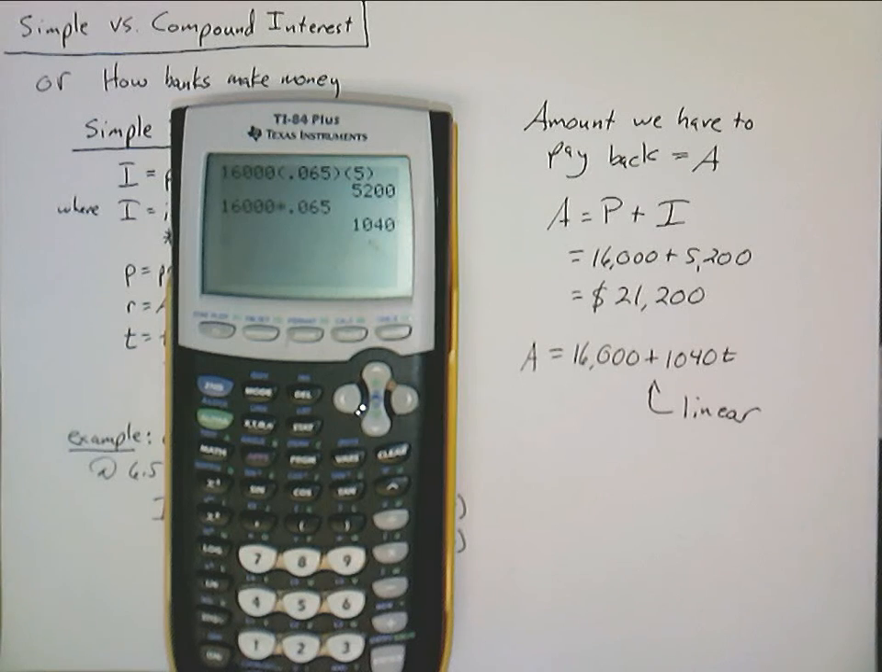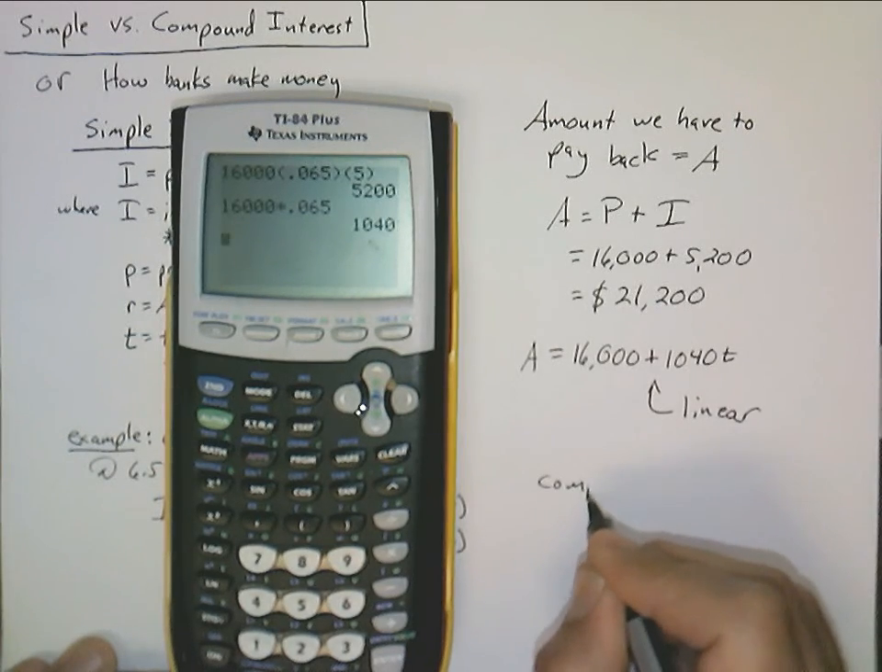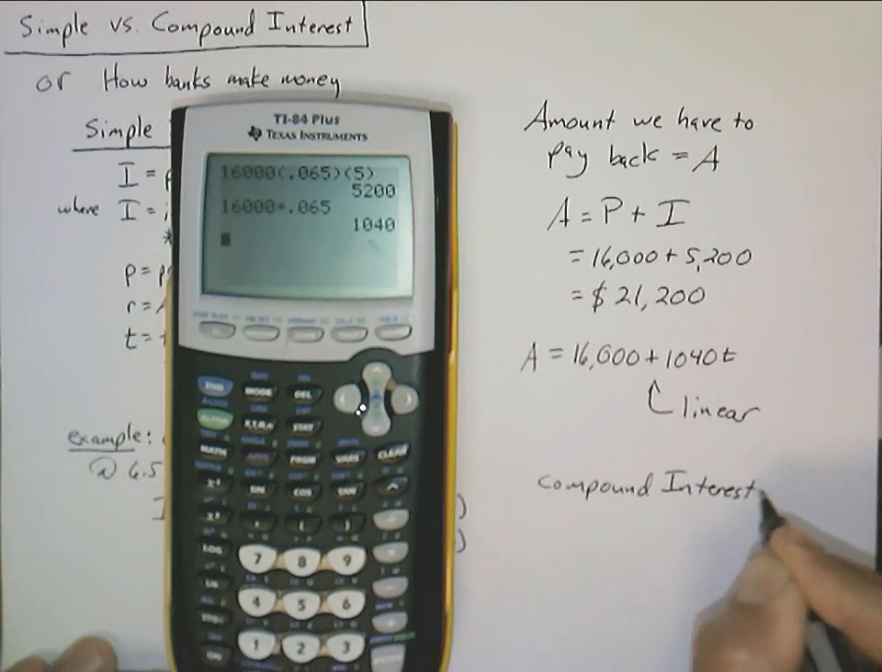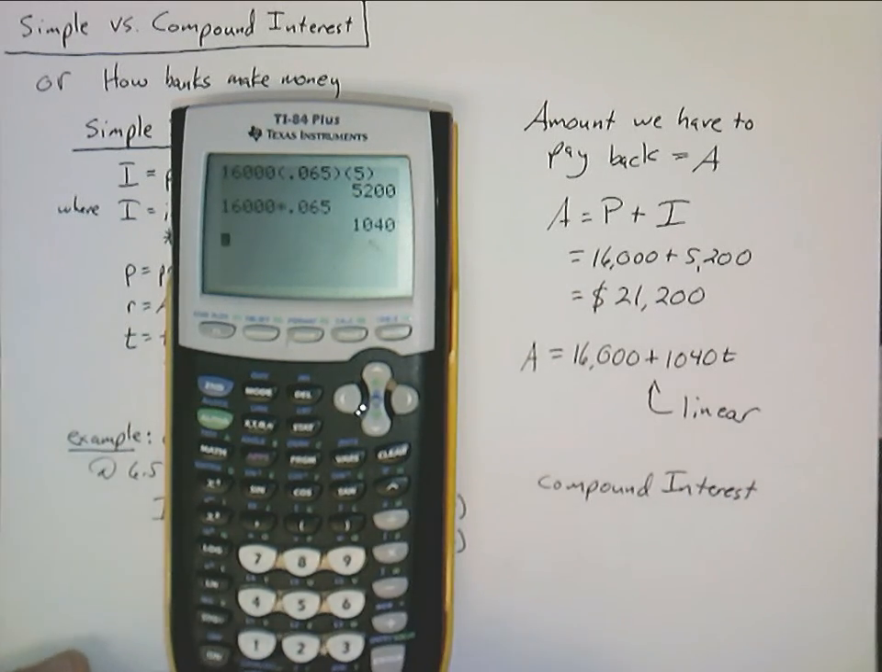Okay. But the thing about simple interest is no bank operates on simple interest, because there's a way that they can make more money by just changing one word, and that's going to be compound interest. And we'll get to that in the next video.